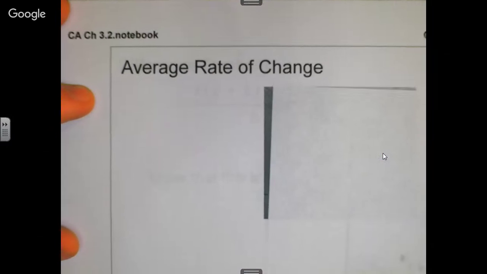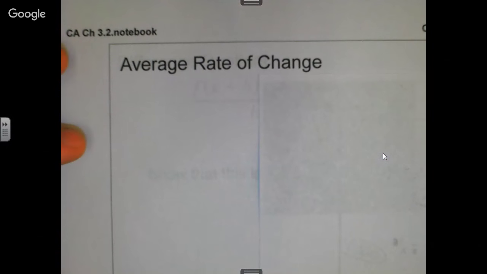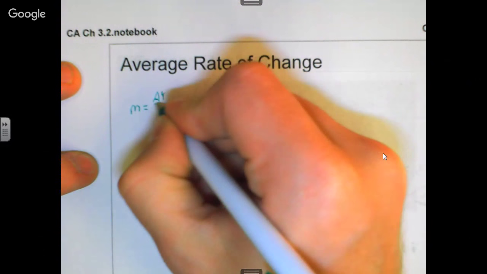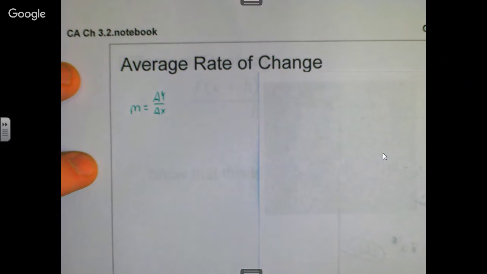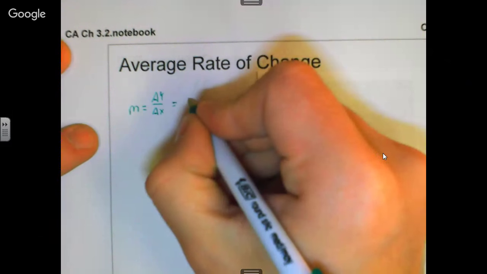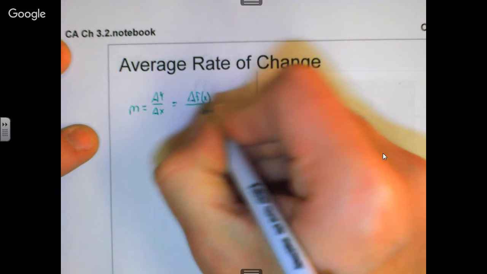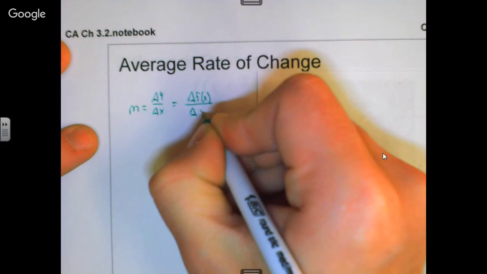Okay, average rate of change. We talked before that our average rate of change is our slope. Okay, change of y over change of x. Now, change of y over change of x normally finds the slope of a line, which has a constant rate of change. But I want to be able to find the average rate of change of any curve. So we're going to look at change of f of x over change of x. Okay, and I can rewrite that f of x1 minus f of x2 over x1 minus x2.